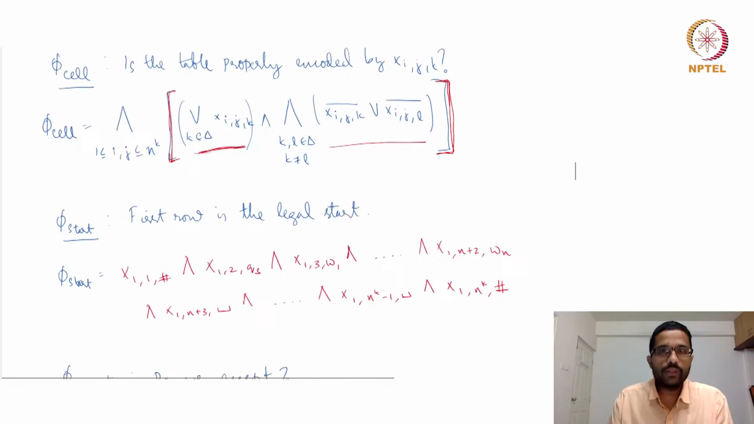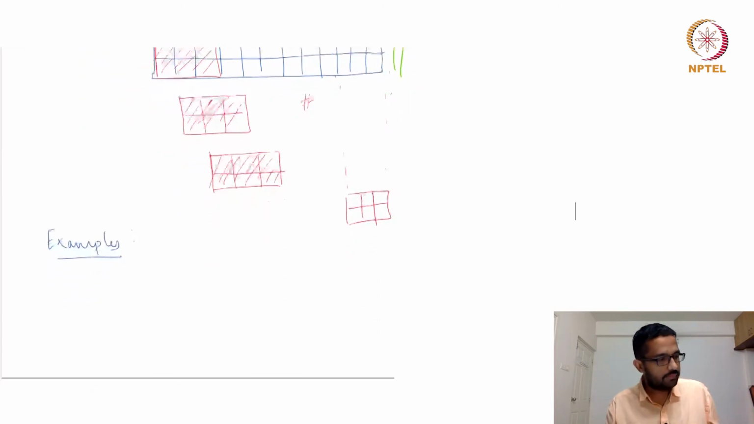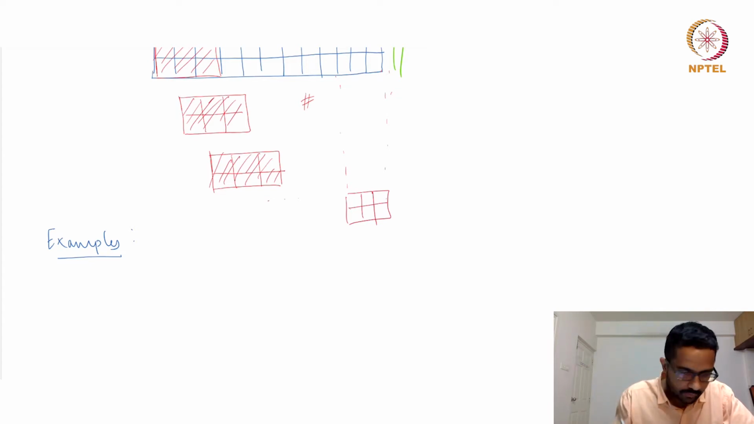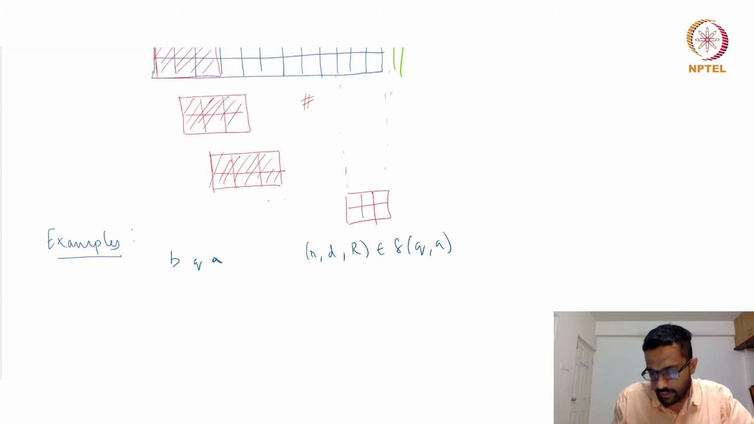So maybe what we will do now is to see some examples of valid windows. So let's see some examples. All right, let's say the top row has B Q A, and let's say the transition function had this, which means that the tape head is reading A and the state is Q. Now suppose in this situation the machine writes R, moves to the state D and then moves right, which means this B will remain as it is.